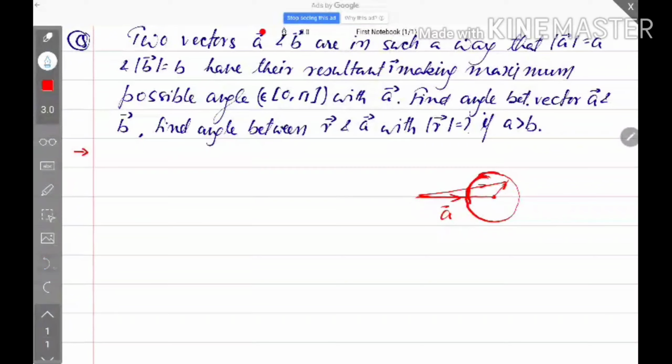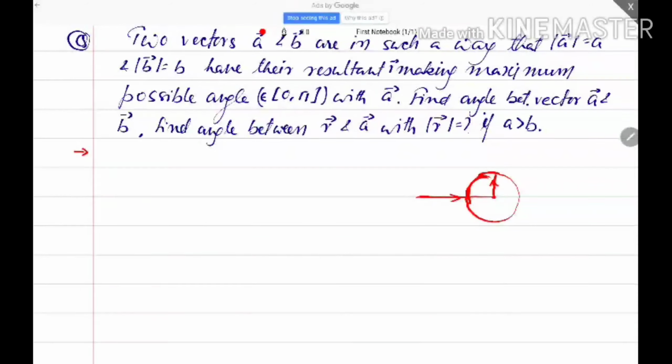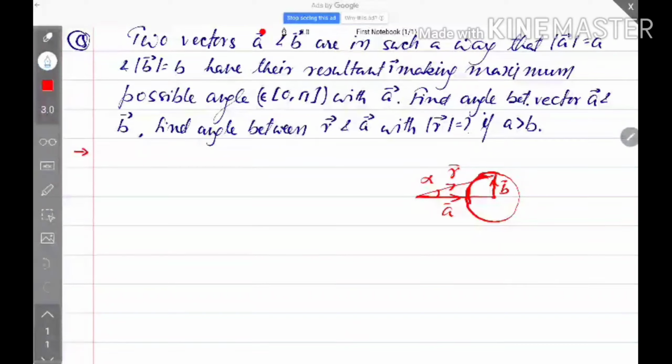Like for example, here we may have another choice of B. B can be like that. Then if this is A, this is B, the resultant will be this, and this is the angle of R with A. Is it the maximum possible angle alpha? Here we can check that the length of vector A is larger than the length of vector B, because the magnitude of A is greater than the magnitude of B. Again, this is not the maximum possible value of alpha.